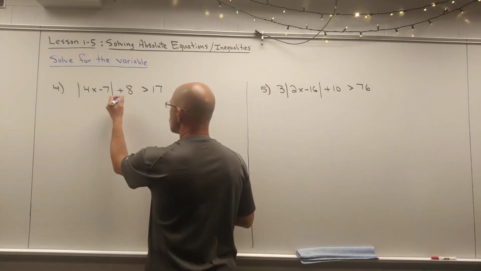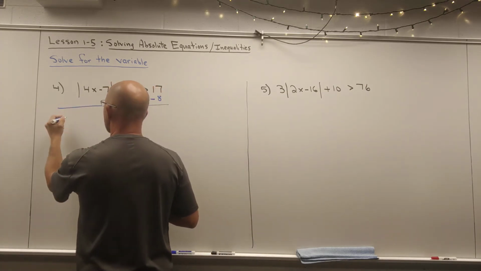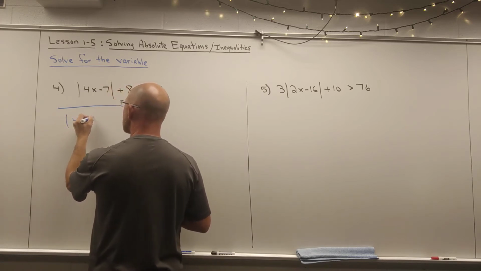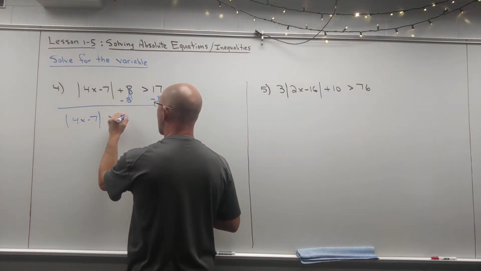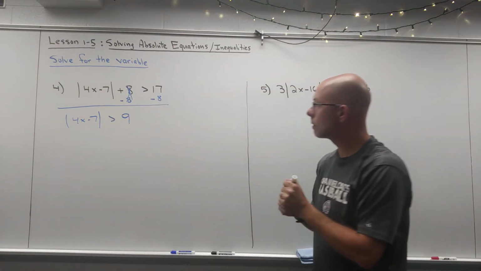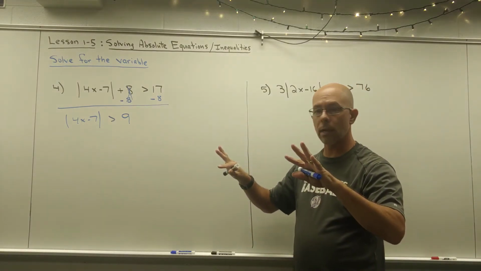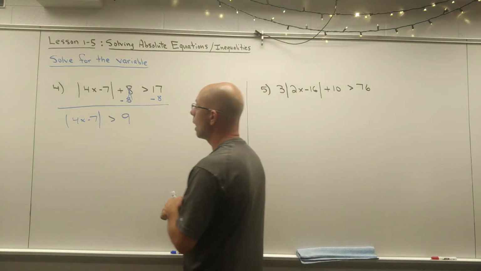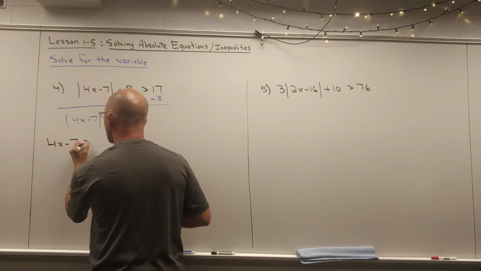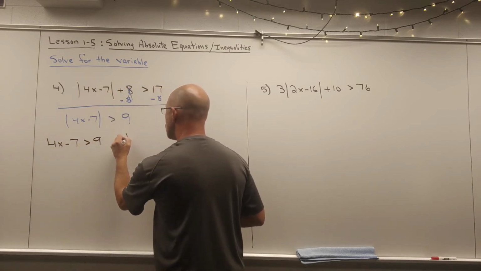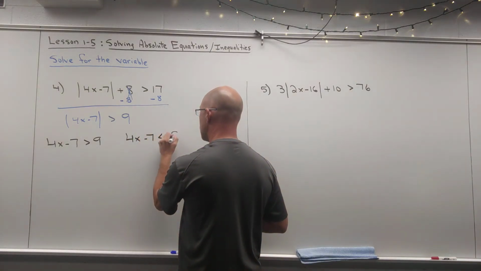So over here, subtract 8 right away. So I've got absolute value 4x minus 7. That's out. Greater than or equal to 9. 17 minus 8. Now we're ready to split the problem and get ready to graph it on the number line. We split the problem into 4x minus 7 is greater than 9 versus 4x minus 7 is less than negative 9.